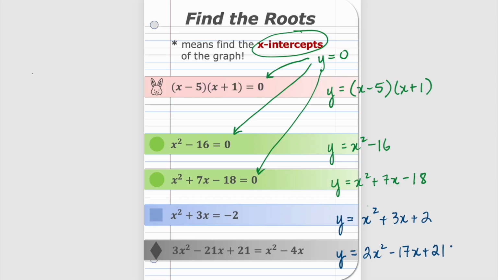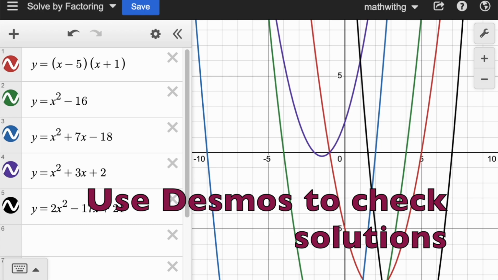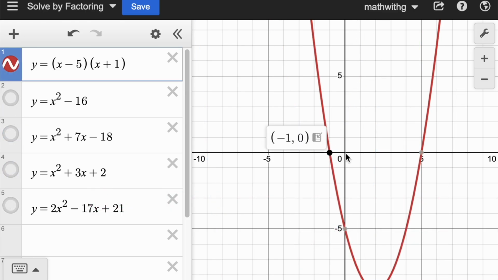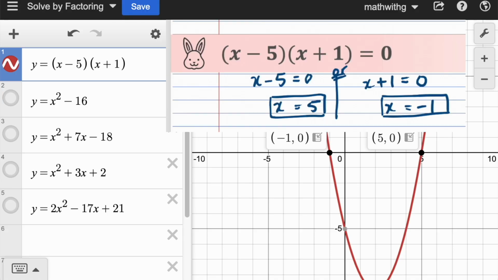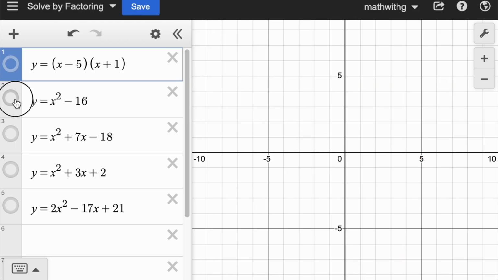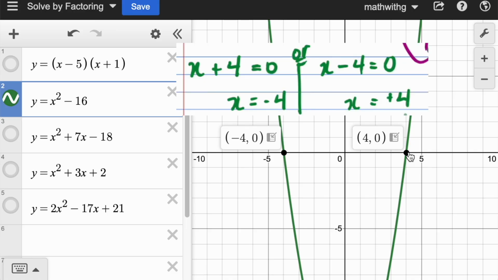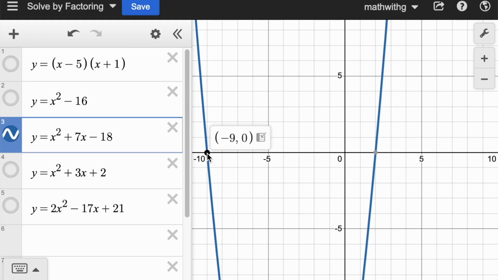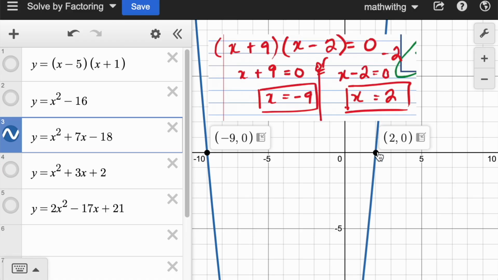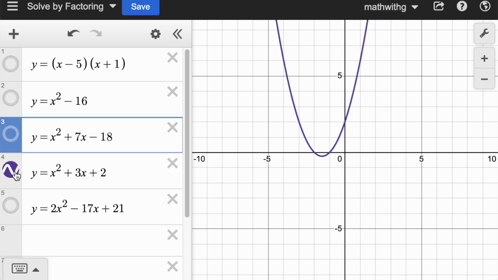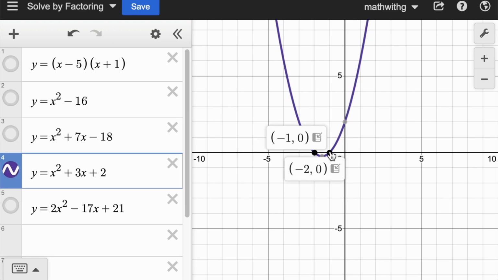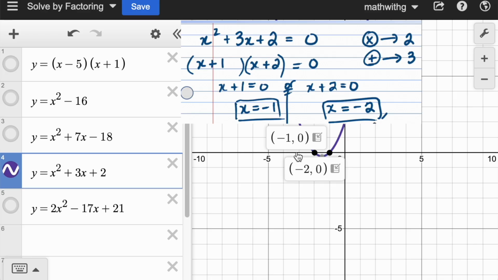All right, let's pull these up in Desmos and see what we get. Here are all the graphs, and notice there are a lot of them that are hitting the x-axis. X-intercepts for sure. Just look at one at a time. First one, -1 and 5 x-intercepts. And that's exactly what we found the roots to be. Next one, -4, 4, and those were the roots. -9, 2, definitely the roots. -2, -1, matches the algebra.